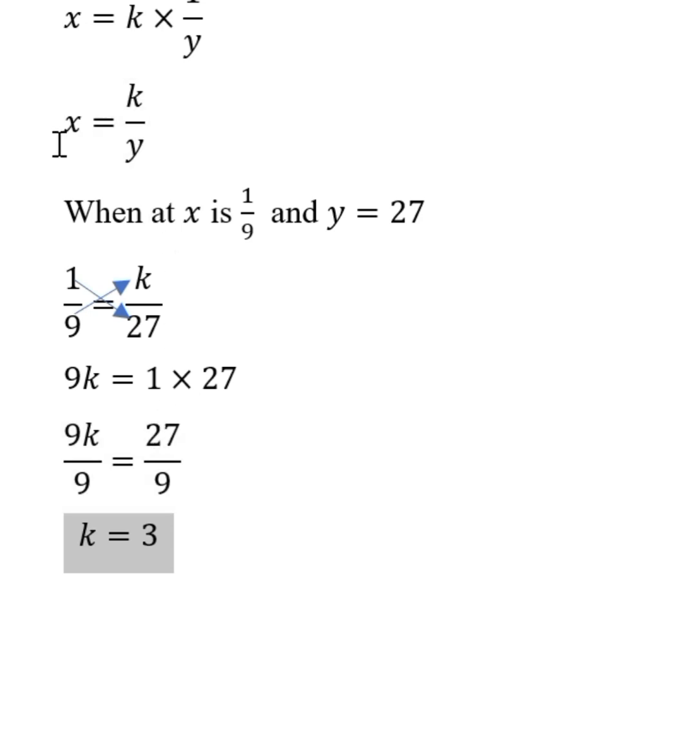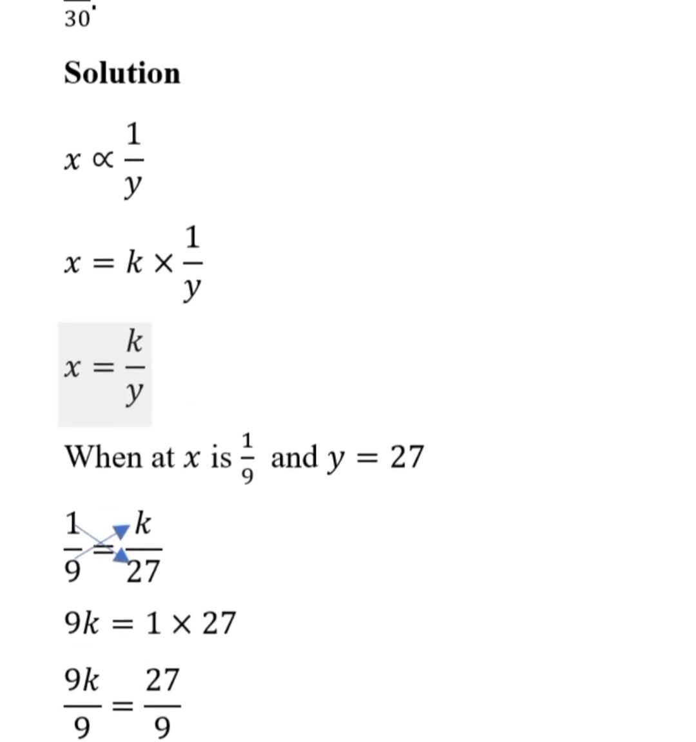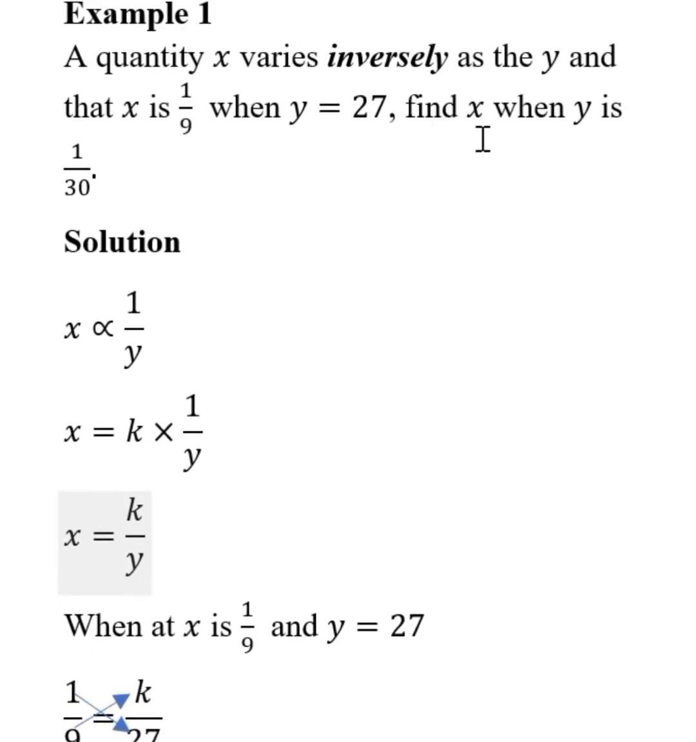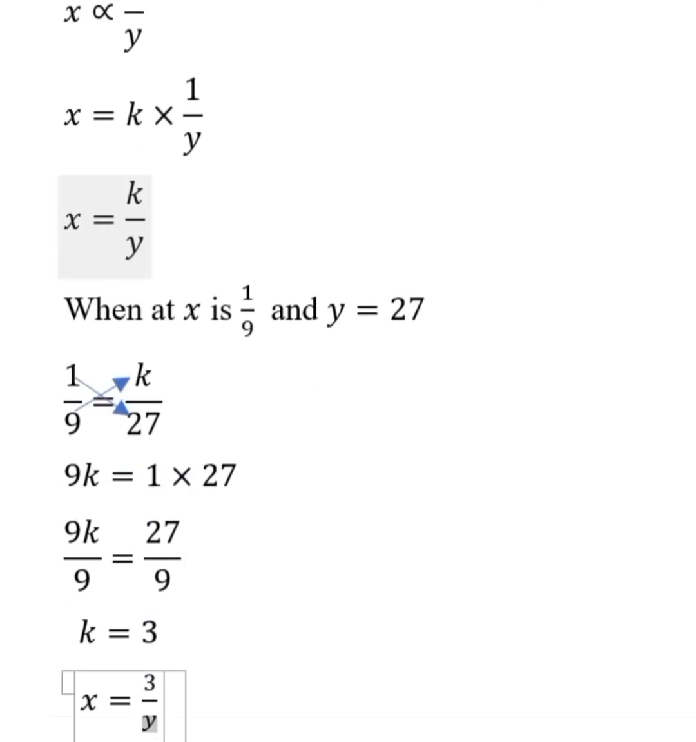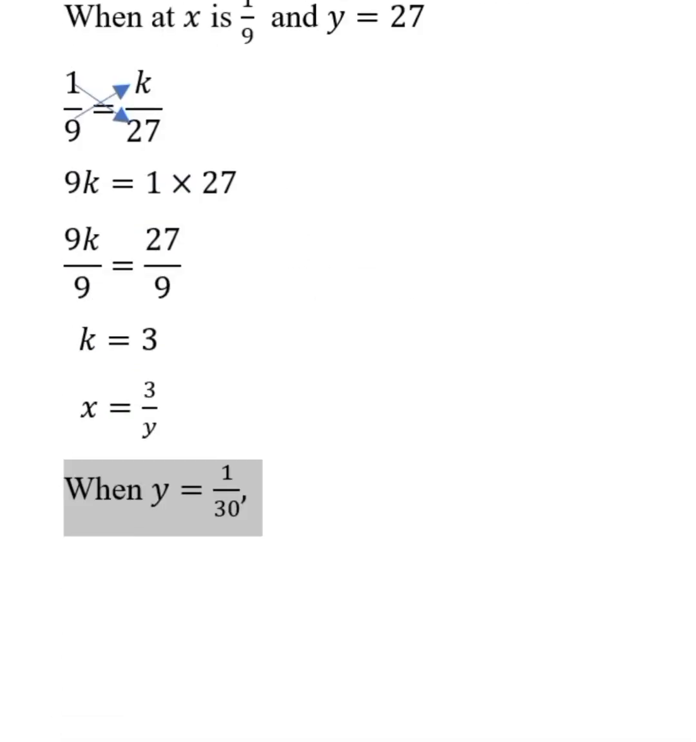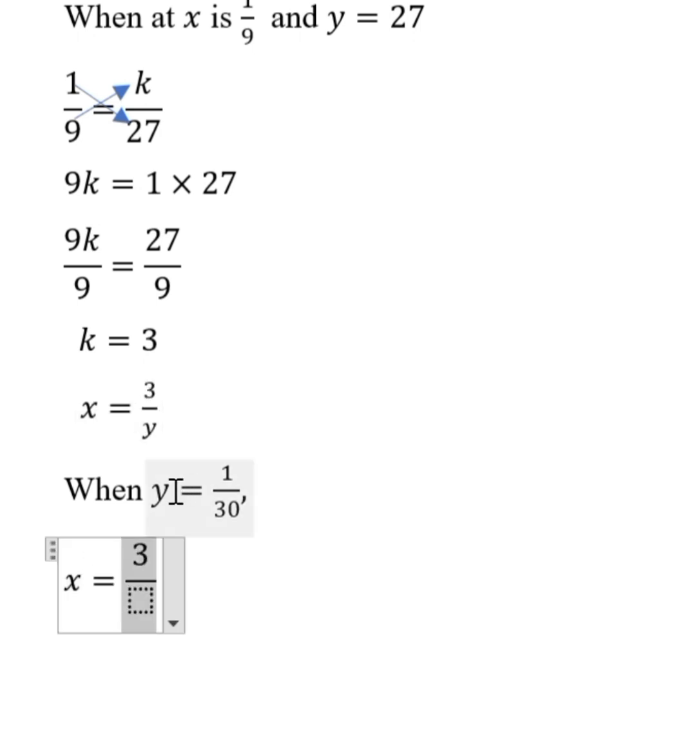So that means we can write the complete equation as x is equal to 3, because we have found the value of k to be 3, over y. That's the complete equation. Now we use it to do the second part of it. Find x when y is 1/30. So we shall say when y is 1/30, x will be equal to 3 on the numerator side over y. Instead of y, we replace it with 1/30.